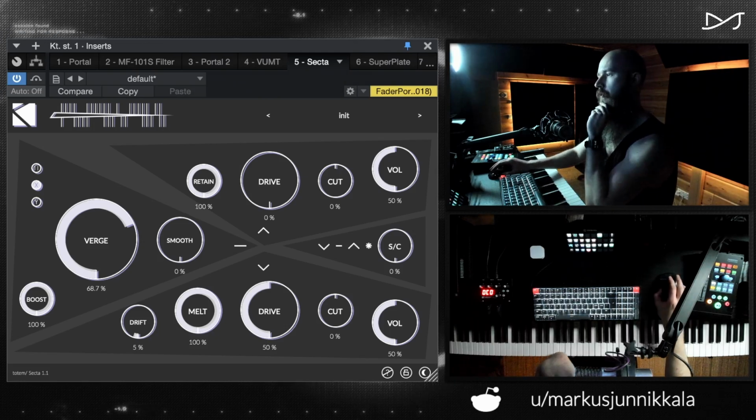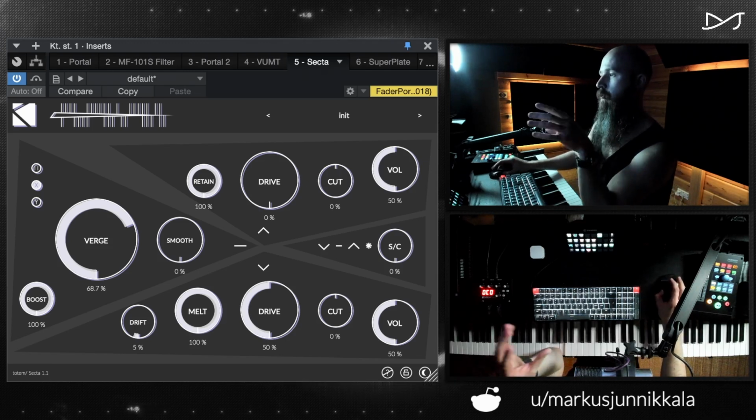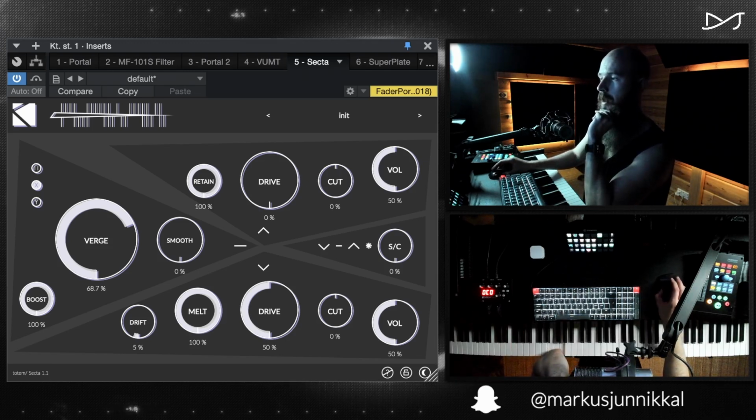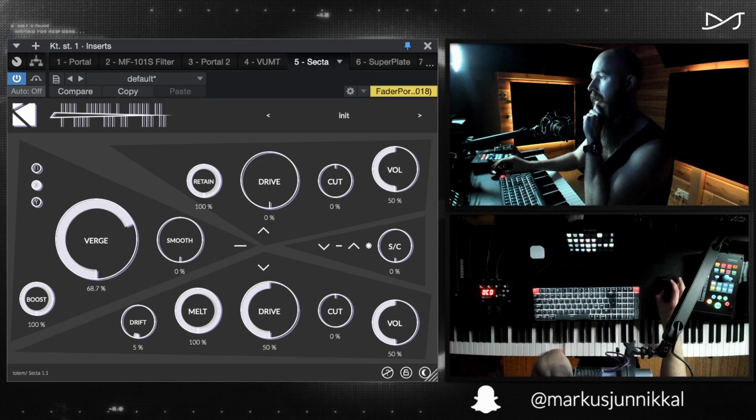Melt control, very much liking it. I'd probably lean most of the time to making it more melted rather than abrupt, but that's obviously contextual to what you're doing. Yeah, drive sounds fantastic.